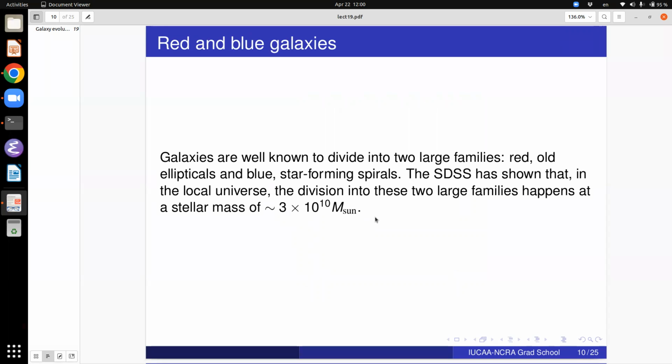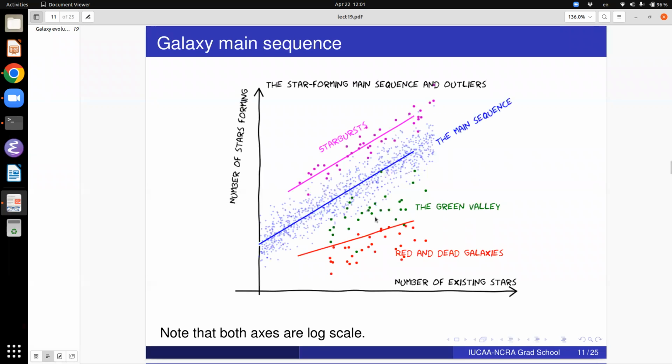Galaxies are well known to divide into two large families, red old ellipticals and blue star-forming spirals. The SDSS has shown that in the local universe, the division into these large families happens at a stellar mass of 3 times 10 raised to 10 solar masses. So if you have a galaxy that is more massive than 3 times 10 raised to 10, then it is more likely, not 100%, but more likely, that it is a red galaxy. If it is a low mass galaxy, it is more likely that it is a blue galaxy.